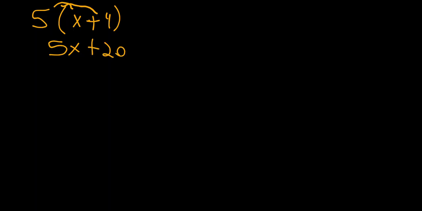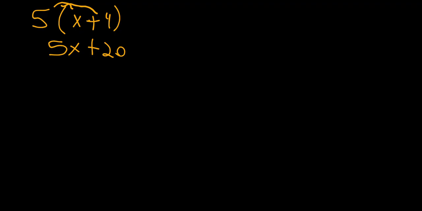Let's take 5 multiplied by x plus 4 in parentheses. Okay, well remember, we're going to distribute the 5 onto x, and that'll give us 5x. We're going to distribute the 5 onto 4, and we'll get 20. So that distributes and simplifies to 5x plus 20.